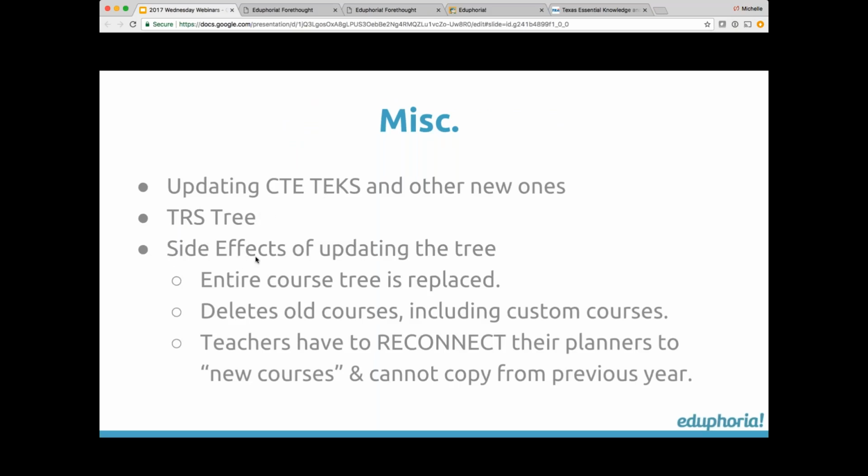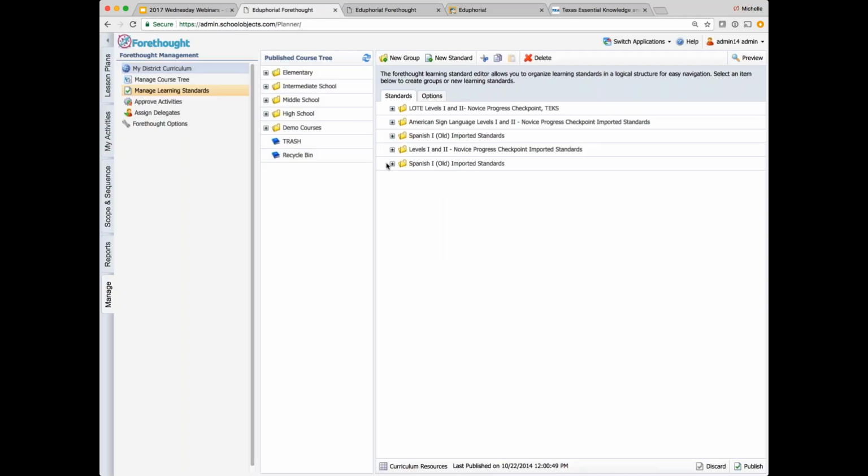And I'm going to skip down to this last bullet. If we update your tree for you, what that means is every single course and everything in every single course is replaced. If we go in and remove, it's basically like taking out your tree and giving you a new one to start with. There are lots of reasons why that may not be the best idea for your district. First of all, it gets rid of any courses that you had created in the past.